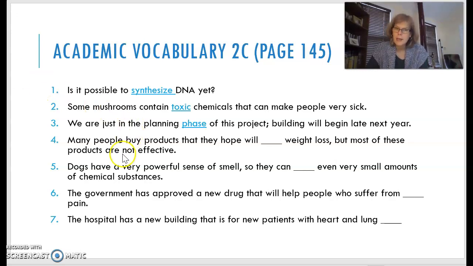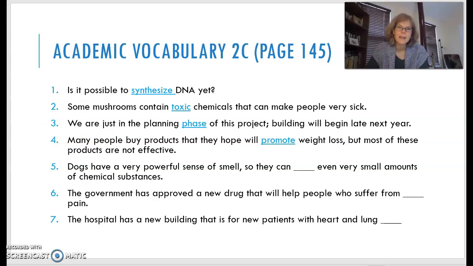Take a look at number 4, guys. What part of speech do we need? I see the word will. They hope will something. I know I need a verb after will. So many people are buying products. They hope will something weight loss. But most of these products are not effective. What's a good verb that I could use with weight loss? If you use promote, I agree with you.